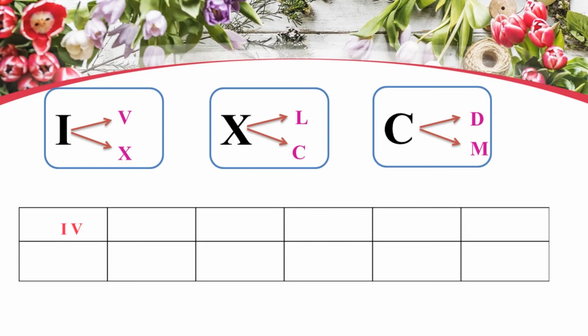IV value is 4. IX value is 9. XL is 40. XC is 90. CD is 400. CM is 900.